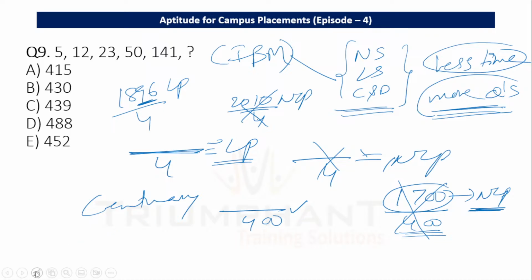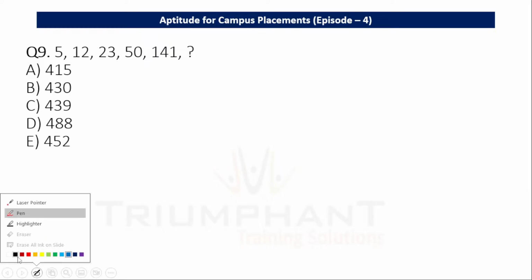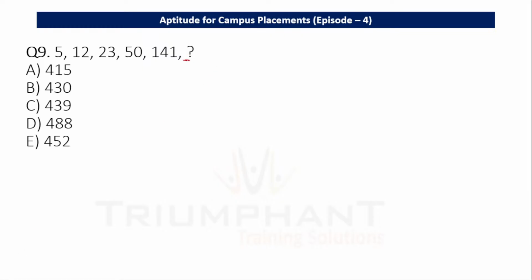If you need a detailed explanation, as I said, you can watch my elaborated video which I have done on the clocks topic, calendars topic. You can watch it and learn from it. Okay, so here is the question. In this series of numbers, what is the next number in the series? 5, 12, 23, 50, 141. What is the next number?